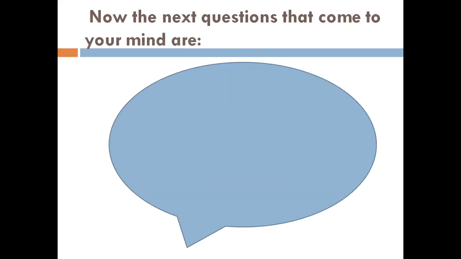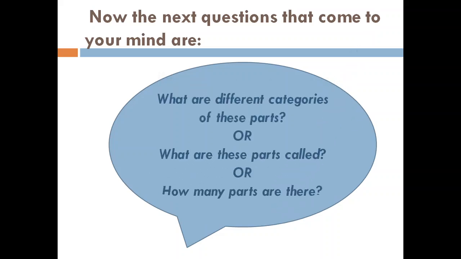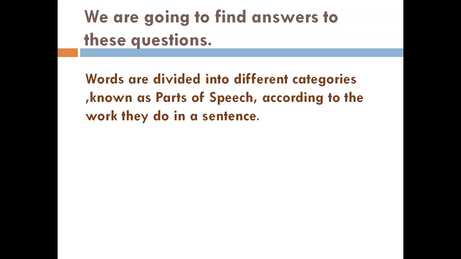Now the next questions that come to your mind are, what are different categories of these parts? Or what are these parts called? Or how many parts are there? We are going to find answers to these questions. Words are divided into different categories known as parts of speech according to the work they do in a sentence.